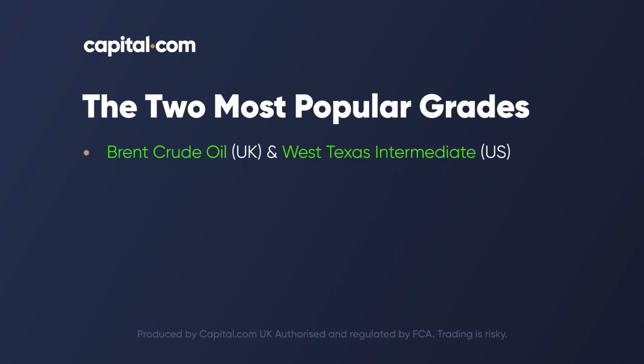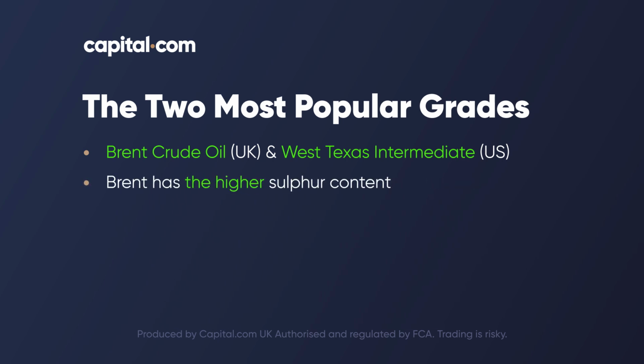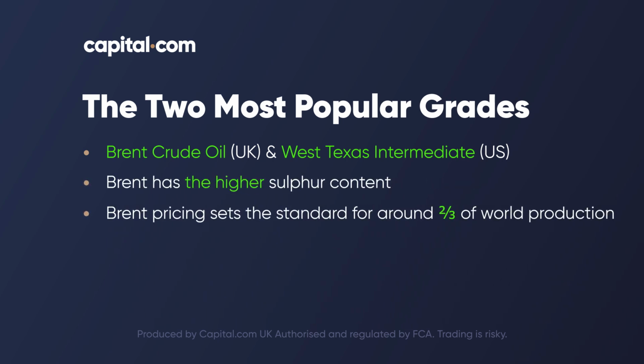So there's Brent crude oil, which we could refer to, I suppose, as the UK version, and then West Texas Intermediate, which is the oil produced in the US. There are some technical differences between these two types in quality and their makeup. Brent, for example, has the higher sulfur content. Brent pricing sets the standard for around two-thirds of world production.